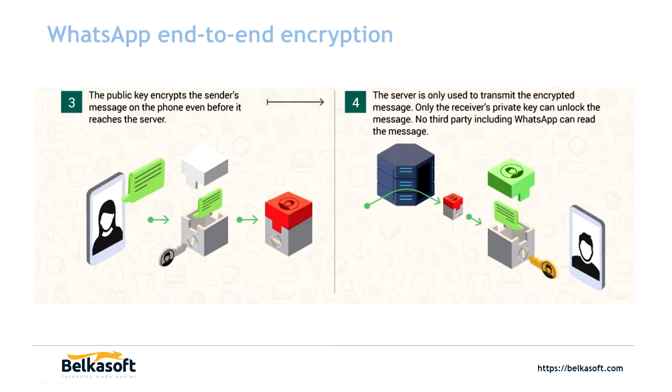The public key encrypts the sender's message on the phone even before it reaches the centralized server. And the server is only used to transmit the encrypted message. The message can only be unlocked by the private key of the receiver. No third party, including WhatsApp, can intercept and read the message.